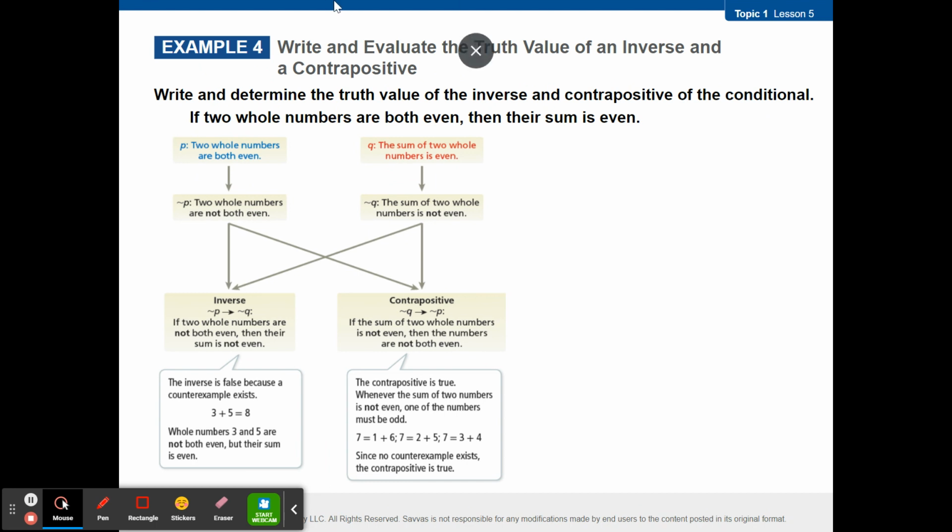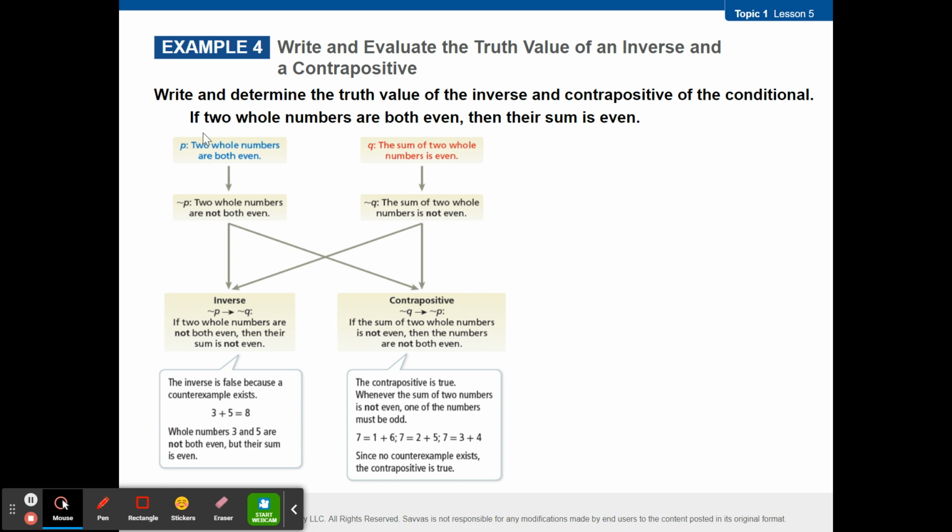So that means we're adding the word not. So it says two whole numbers are not both even, and the sum of two whole numbers is not even. So in this case, we're going to have the inverse, which is not the hypothesis, and then not the conclusion, giving us if two whole numbers are not both even, then their sum is not even. And then for the contrapositive, we take the inverse and we flip it. If the sum of two whole numbers is not even, then the numbers are both not even.